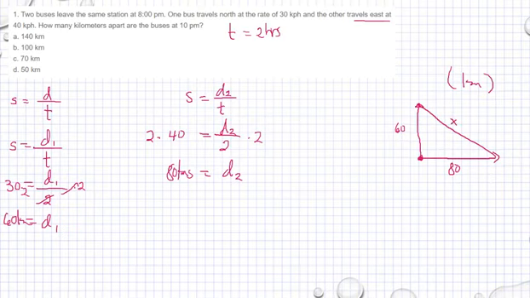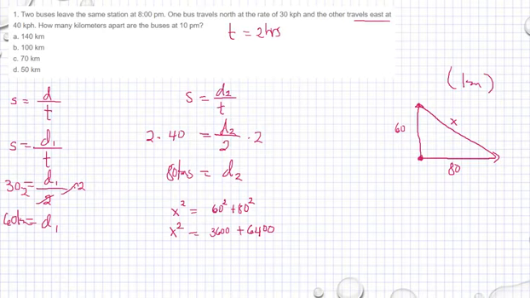So according to Pythagoras theorem, x squared is equal to 60 squared plus 80 squared. Then we have 3600 plus 6400, sorry, 64, 6400 it should be, not 80.